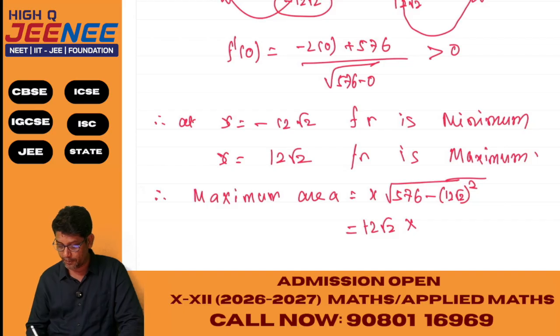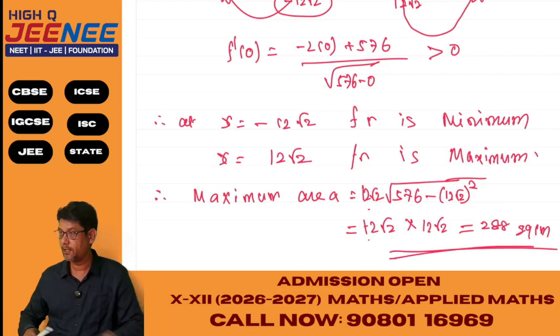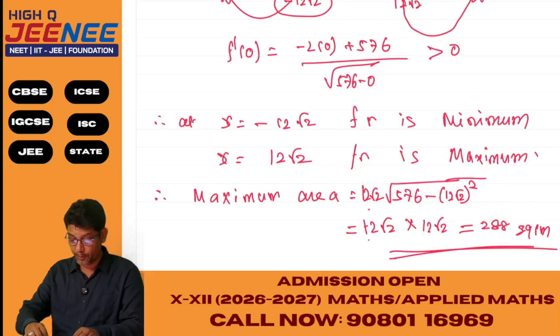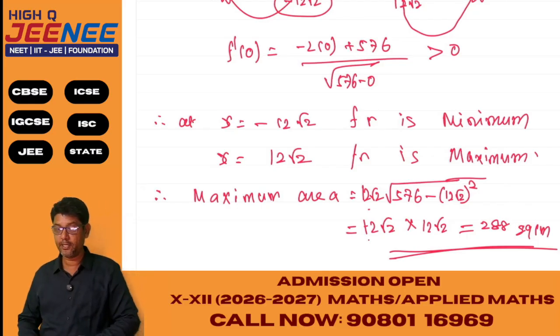And this is going to be what? This is 12 root 2 we can place. So again 12 root 2 only. So what is the maximum area going to be? 288. Is centimeters given? Square centimeter. The maximum area is going to be 288 square centimeter. That's it.